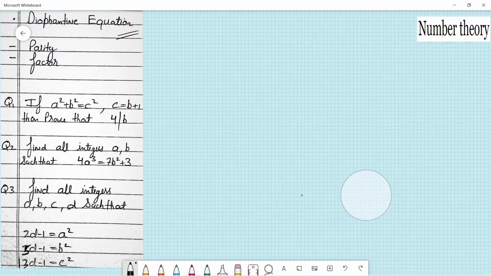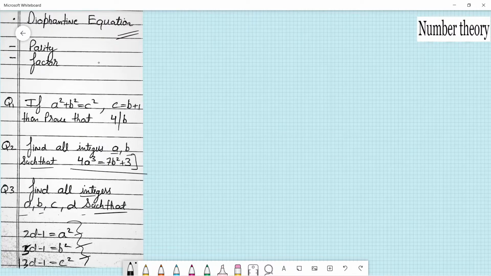So let's see how to solve these equations. You can clearly read here, this is Diophantine equations. We are supposed to find all integers a, b such that a, b satisfy this equation. In this problem we are supposed to find all integers a, b, c, d such that these integers satisfy all these three equations simultaneously.